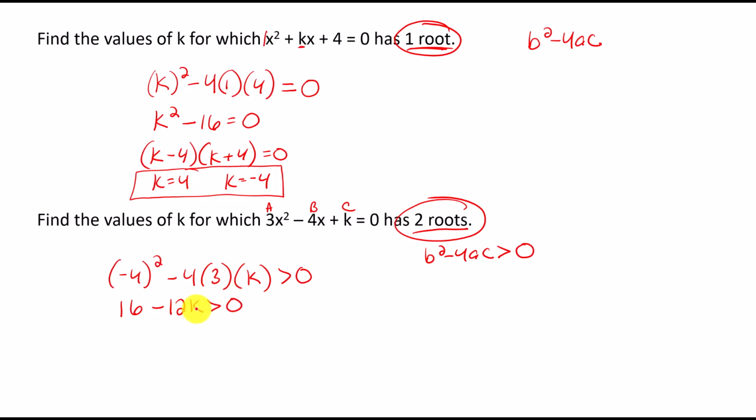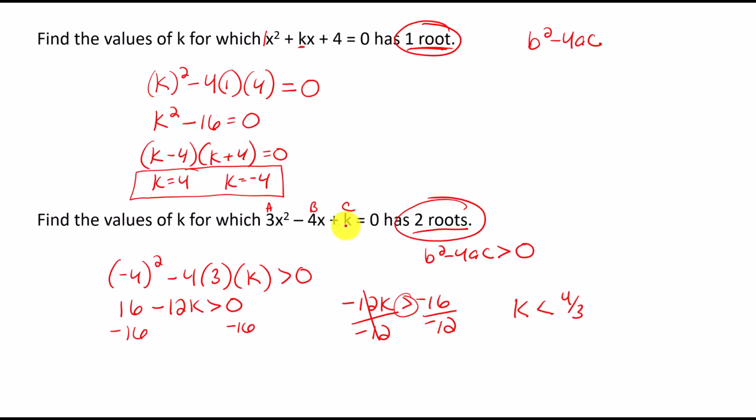Now this one's linear, so that's something you guys have been solving for a long time. So we are going to move our 16 over. You could have moved the negative 12k, either one. And that's going to give me negative 12k is greater than negative 16. So now I need to divide by negative 12, but you have to be very careful with inequalities. Remember that when you divide by a negative number, this sign changes directions. So k now is going to be less than. So I've divided by negative 12. Negative 16 divided by negative 12 is going to become a positive 4 thirds. So k has to be less than 4 thirds.